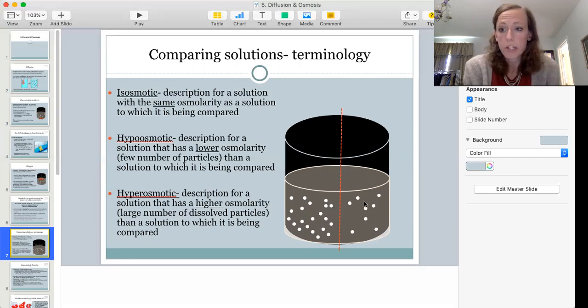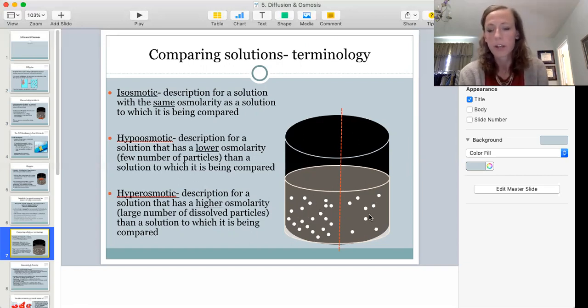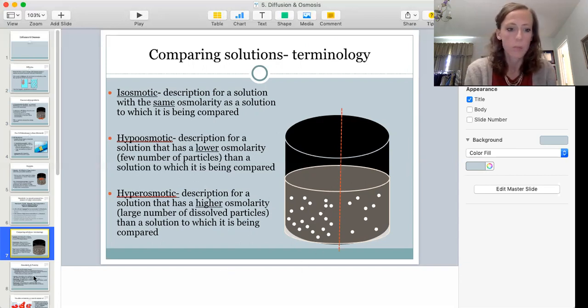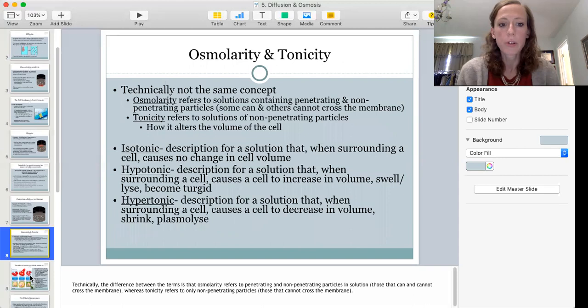And the reverse would be true for the hyperosmotic term. So there's more particles, a higher osmolarity in this solution on our left in our picture. So it's going to be hyperosmotic. It has a higher osmolarity, more particles dissolved, okay, compared to the solution on the right. Okay, I hope that all makes sense. I'm going to add a couple more terms specifically that describe the situation where you have particles that cannot cross the barrier. They can't cross that semi-permeable membrane.